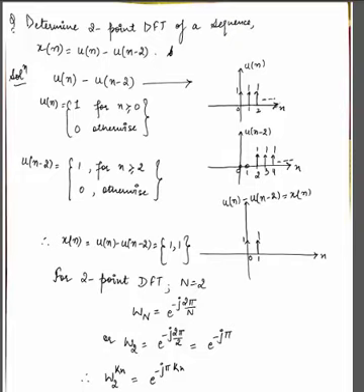In our previous lecture we discussed DFT as a linear transformation matrix. So before proceeding to today's topic, let us solve some examples or problems of DFT as a linear transformation matrix. Our first question is: determine the 2-point DFT of a sequence x of n equal to u of n minus u of n minus 2.